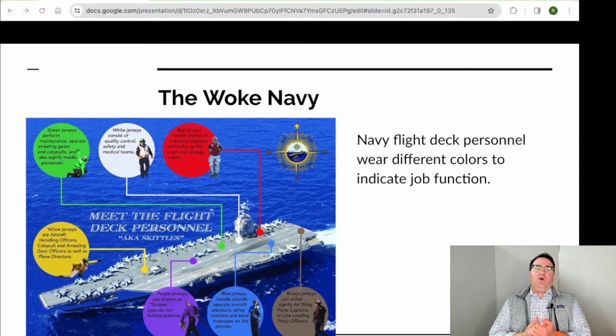Navy flight deck personnel wear different uniform colors to indicate their job function. Like guys in purple, they're fuel handlers. Guys in red are firefighters and ammo handlers. The guys in white are officers and medical personnel. The average person doesn't know that.